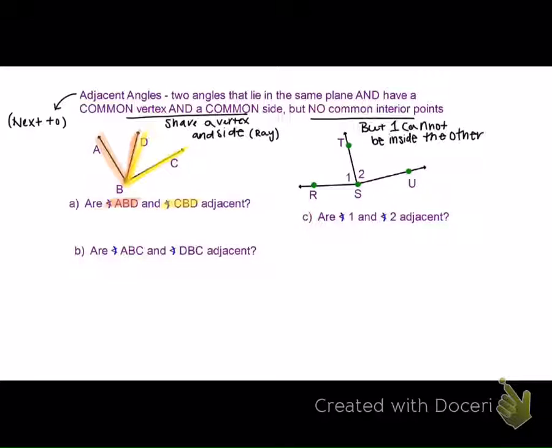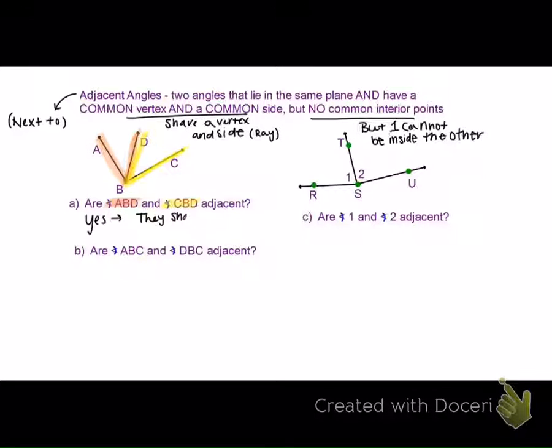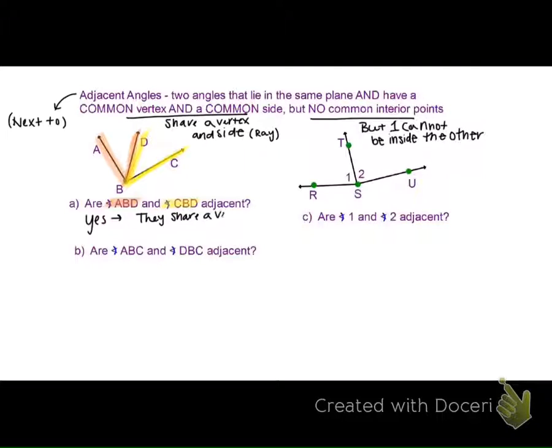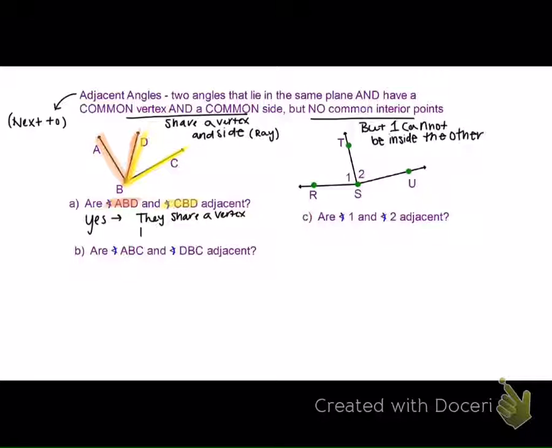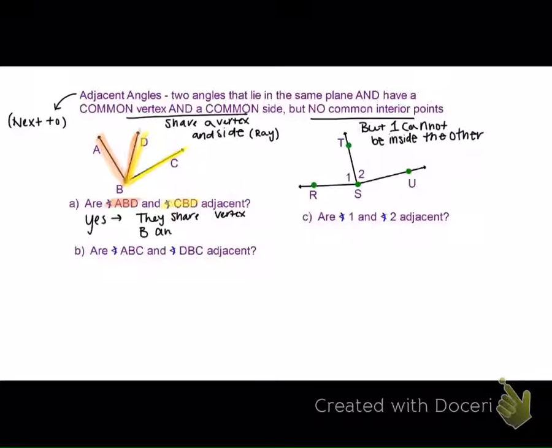Lexi, are those adjacent angles? Yeah. Why? Because they share the vertex. They share a vertex of B. And what's the ray that they share? BD. Ray BD. And they are next to each other.